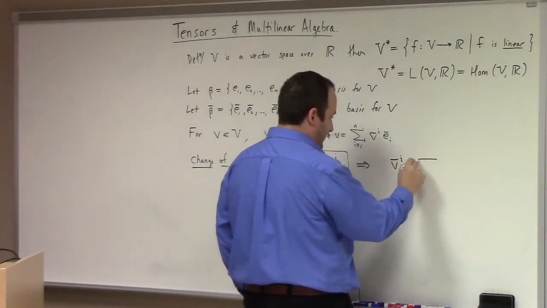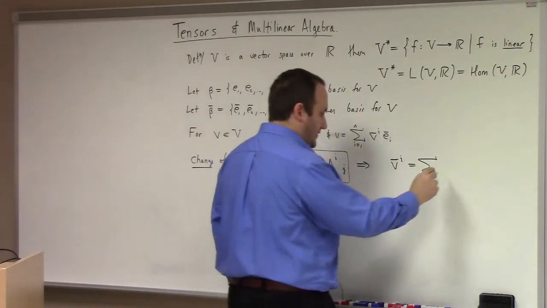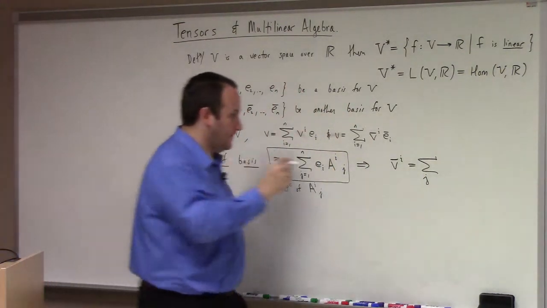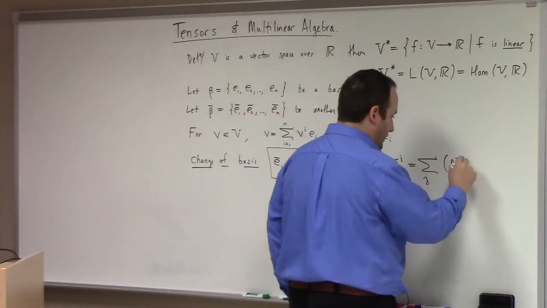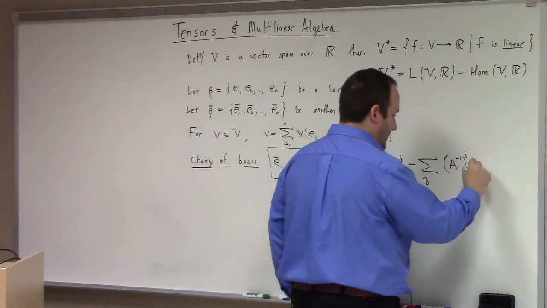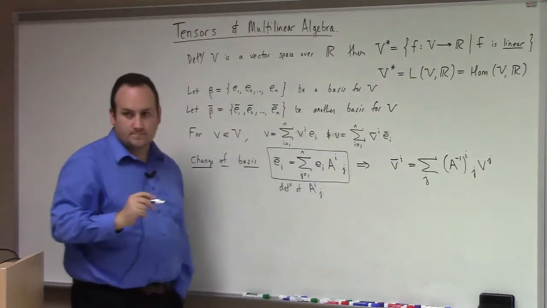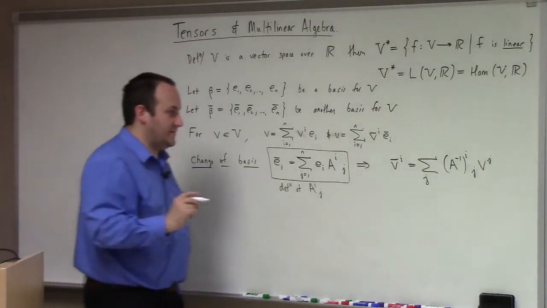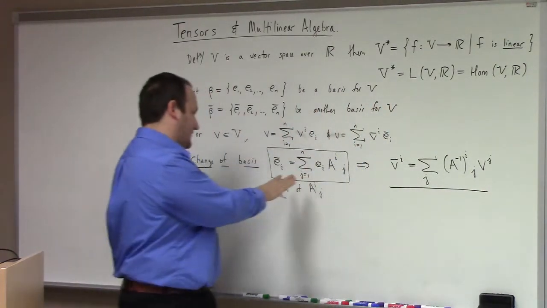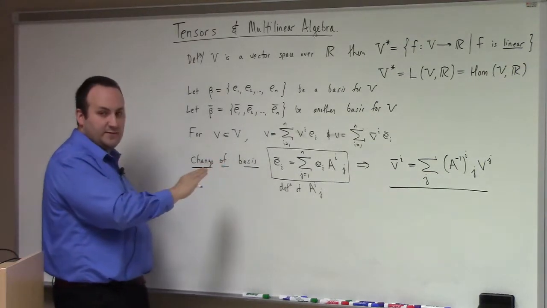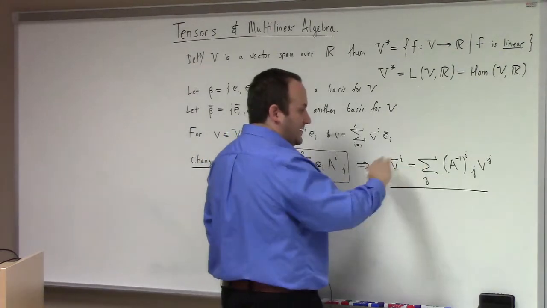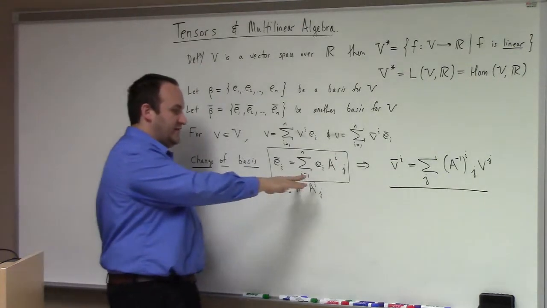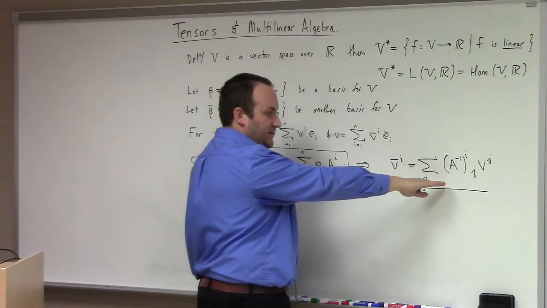So V bar I is equal to a sum over J of A inverse I, J, V upper J. So this is a claim at the moment: if the barred basis is related to the unbarred basis in this way, it must be that the components of the vector are related by the inverse of that matrix in that way. This transformation of the basis vectors implies that transformation of the components.